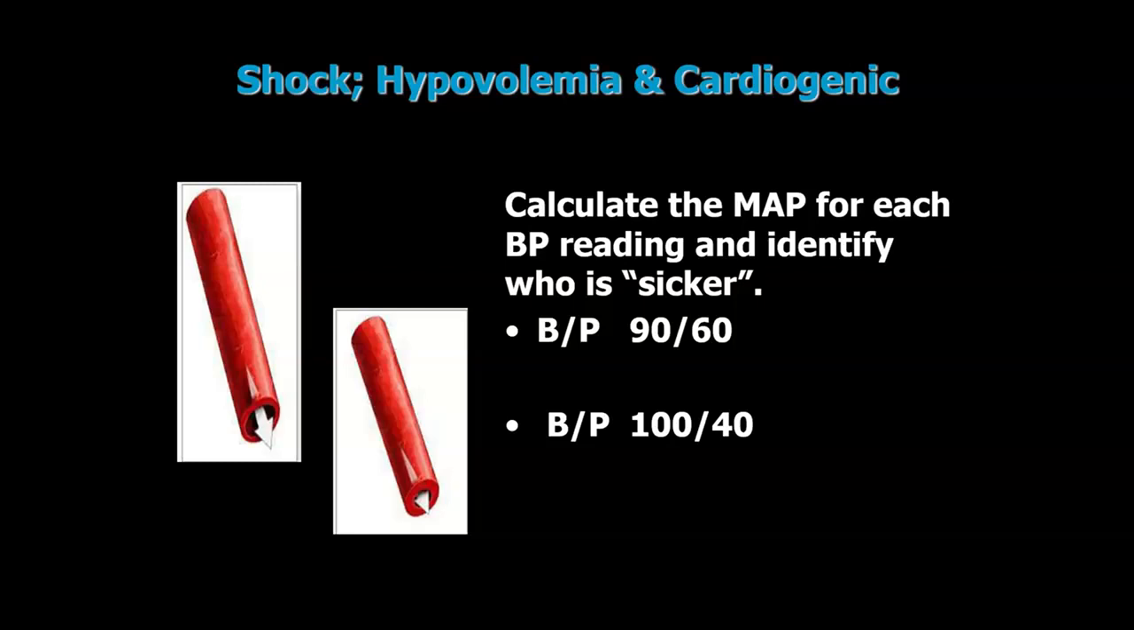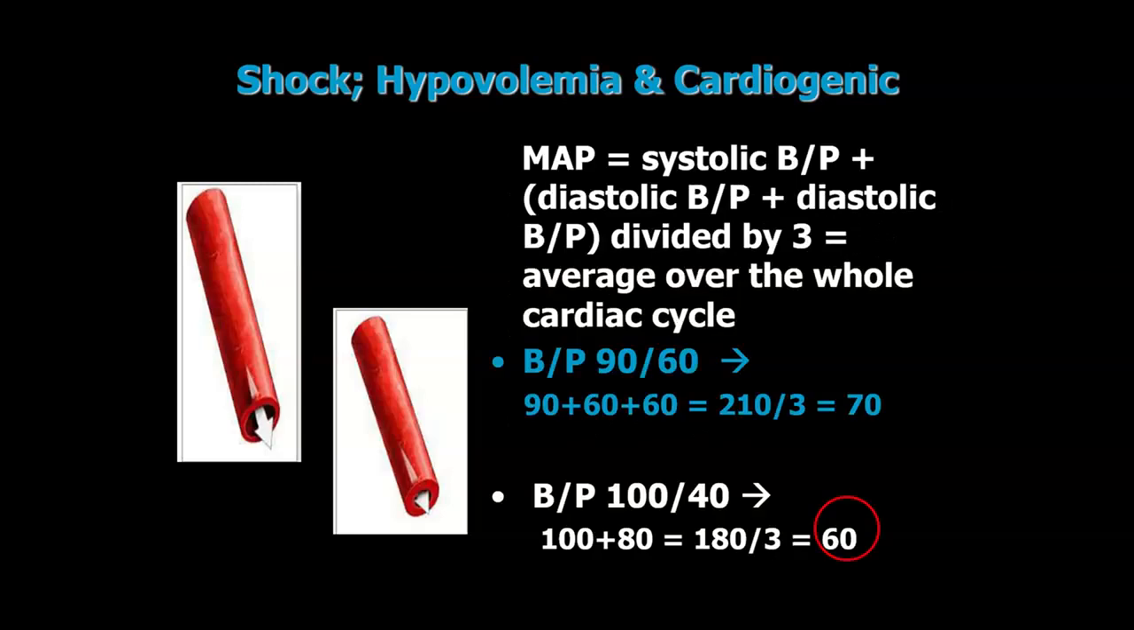So how do you calculate the MAP? We're going to do a little exercise by saying you've got two patients. One's blood pressure is 90 over 60, and one's blood pressure is 100 over 40. And the mean really does tell you who is the sicker patient. So we look at the formula for the MAP, and you don't have to memorize this, you can write this down. But the systolic blood pressure, you add it to the diastolic, and then you add it to another diastolic.